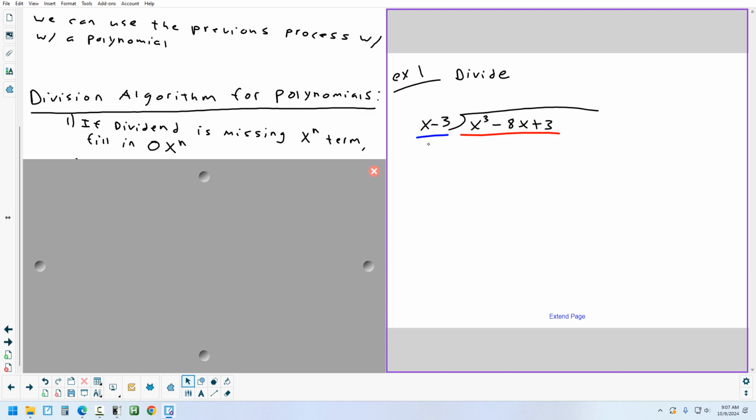So am I missing any terms in my dividend? X squared. Yeah, so I need to fill in a 0 for that because I need a column for things that have an exponent of 2. Right now, I don't have a space for it. So I'm just going to copy this over again. I'm going to do x cubed. And again, adding 0x squared, that doesn't change the problem because you're just adding 0. But what it does is it physically gives us a space now for a column with the exponent of 2. So that's why we do it. We need the space.